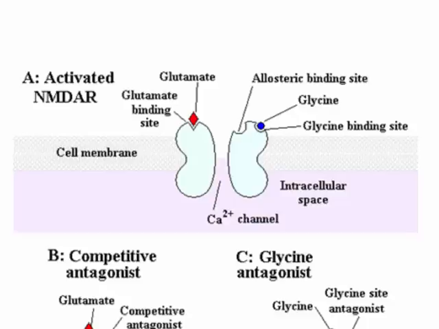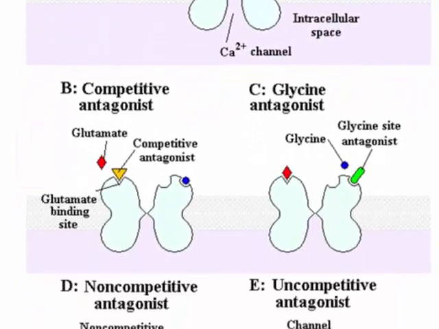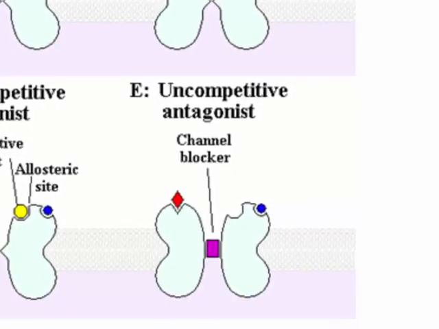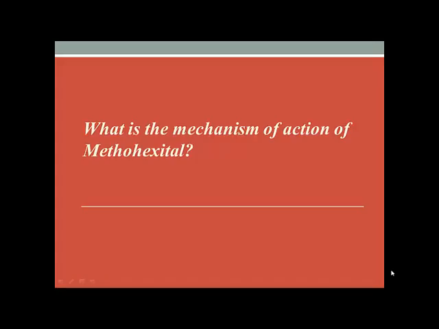But if you block it, even as a competitive antagonist for glycine or glutamate, the channel gets closed. But nitrous oxide blocks this channel by directly blocking the channel. It doesn't bind competitively as an antagonist, or as a non-competitive antagonist, but it uncompetitively blocks the channel. Even though glycine or glutamate binds to the receptor, the channel is blocked by nitrous oxide, so the electrical signals do not pass. In that way, it acts as an anesthetic. Our final question is, what is the mechanism of action of methohexital?